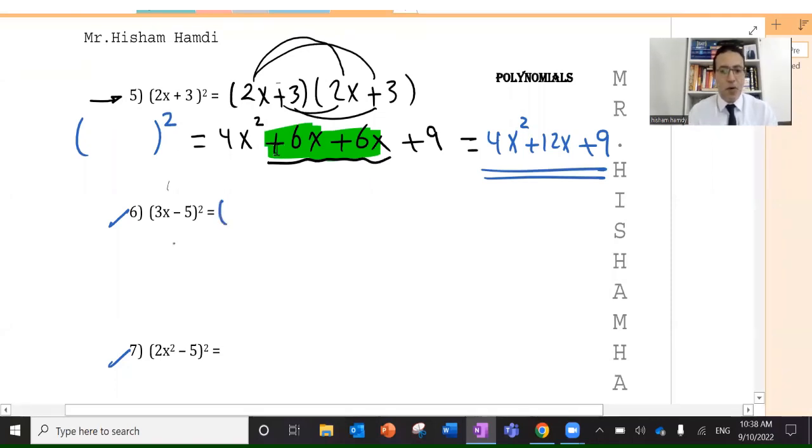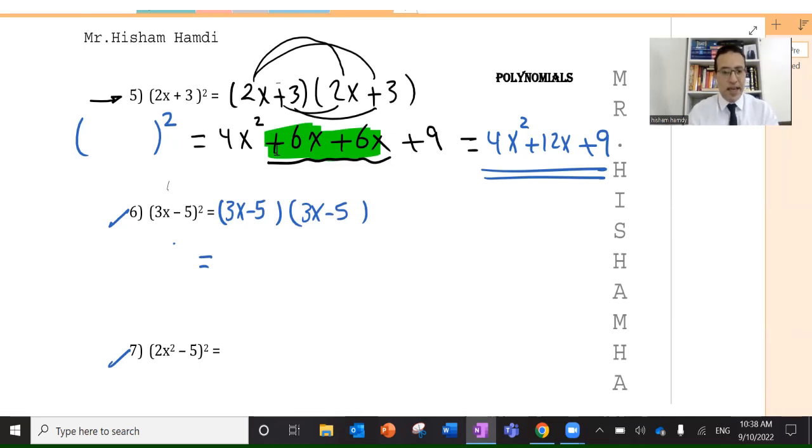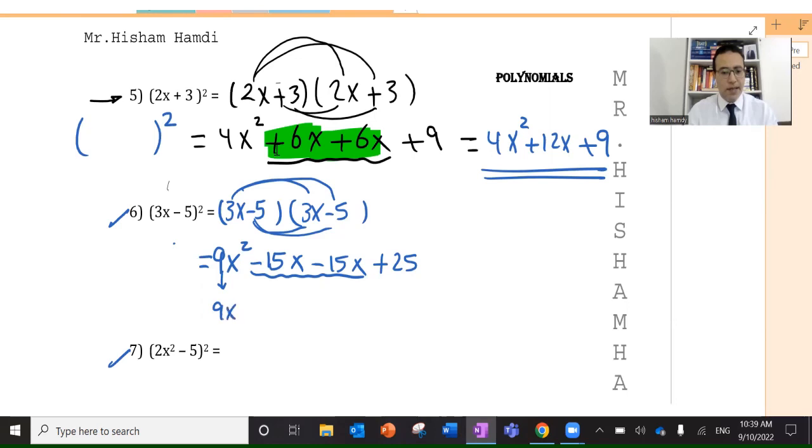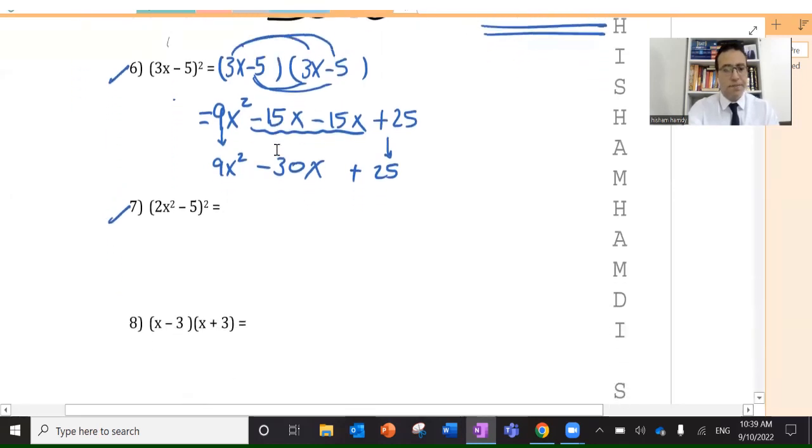Regarding 3x minus 5 squared, I'm going to write it as 3x minus 5 and 3x minus 5. I'm not going to change the sign. It's negative, so both brackets are negative. 3x by 3x is 9x squared. 3x multiplied by negative 5 is negative 15x. Then negative 5 by 3x is negative 15x. Negative multiplied by negative is positive 25. Then here are the like terms, which means I'm going to put down 9x squared, and I'm going to put down the 25. And negative 15x plus negative 15x, the double of negative 15, is negative 30x. Question number 7.